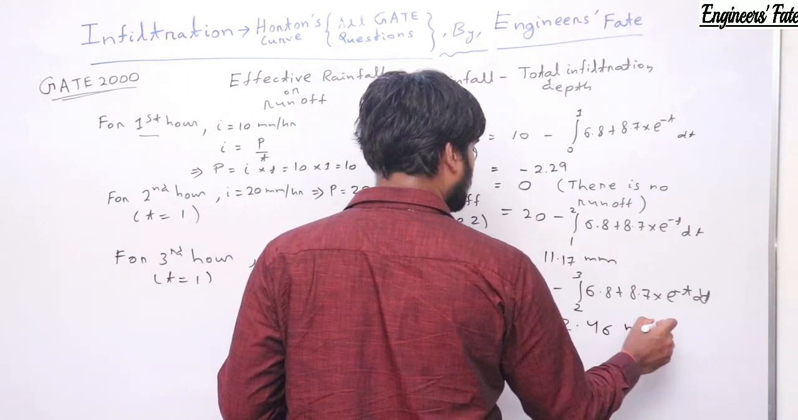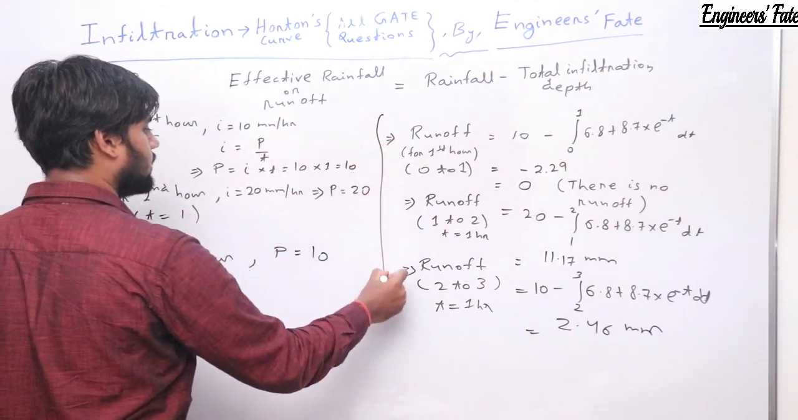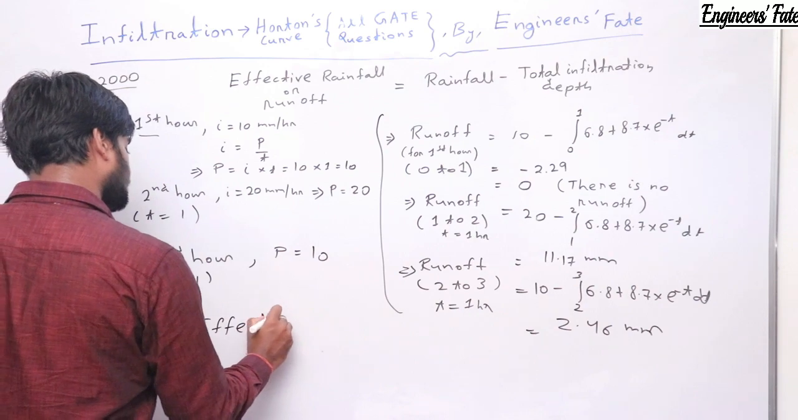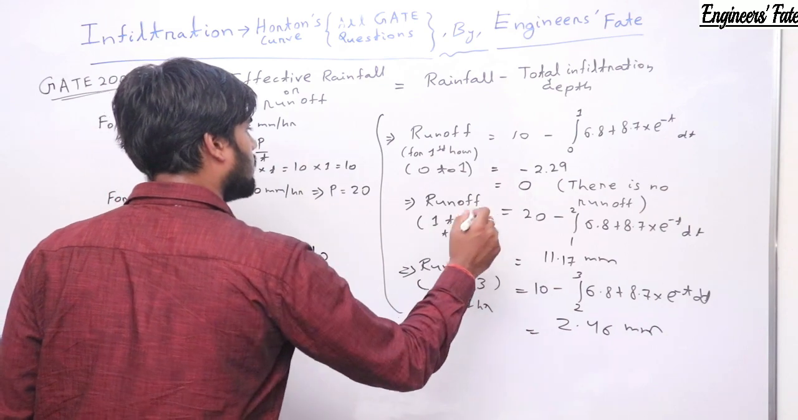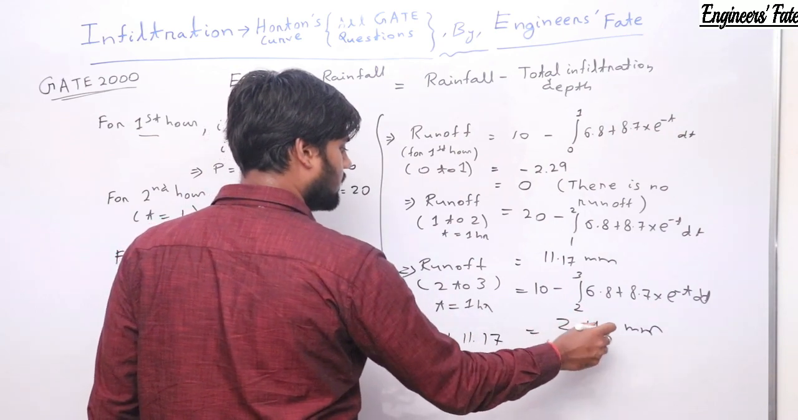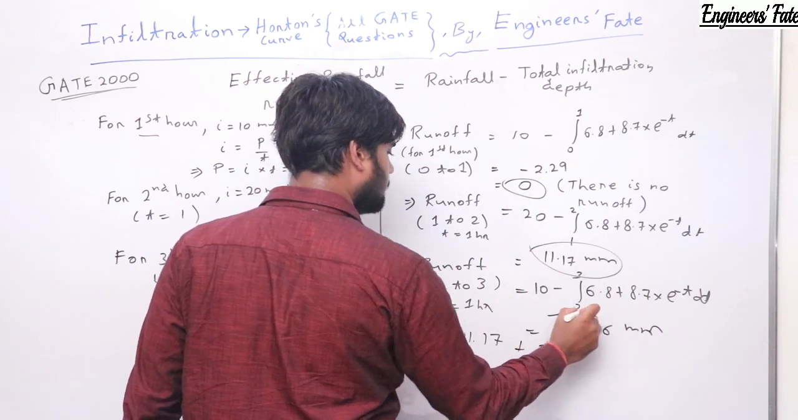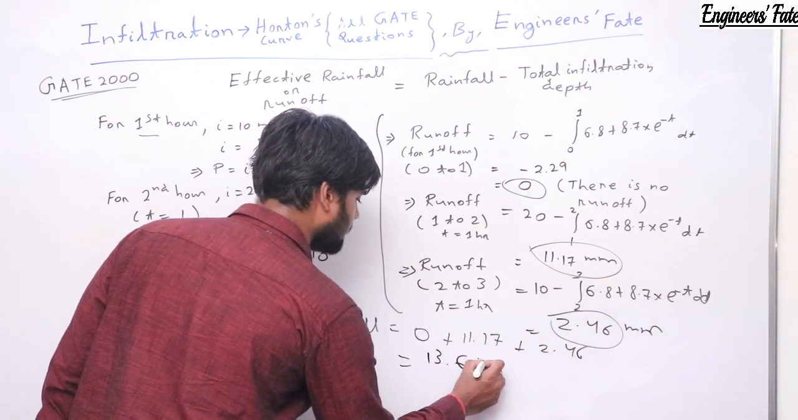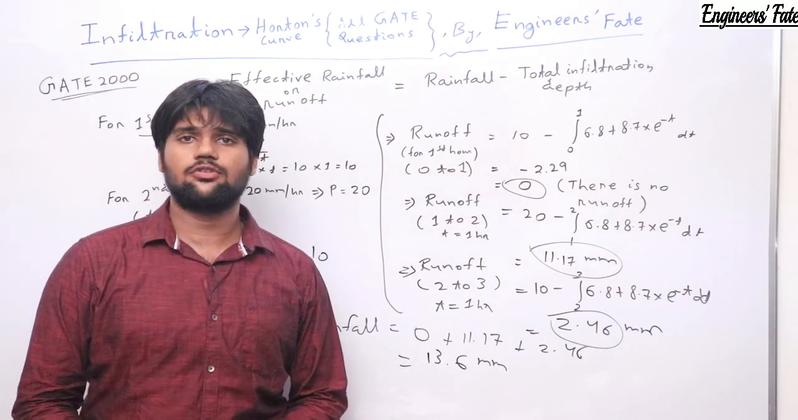So effective rainfall means I have to add all these three things. So effective rainfall equal to, in the first case there is no runoff, that is 0, plus 11.17 plus 2.46. If you solve this, you will find that the answer will be 13.6 mm. So very easy question. Next, solve the GATE 2018 question.